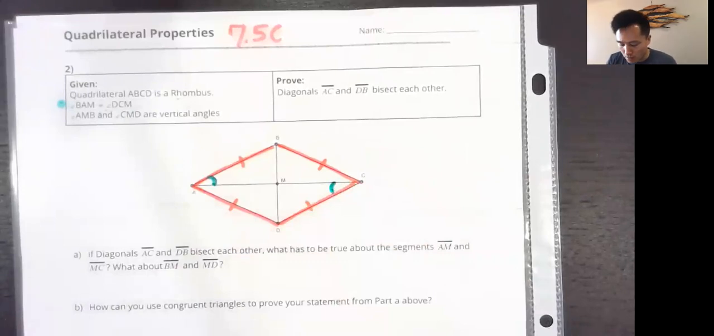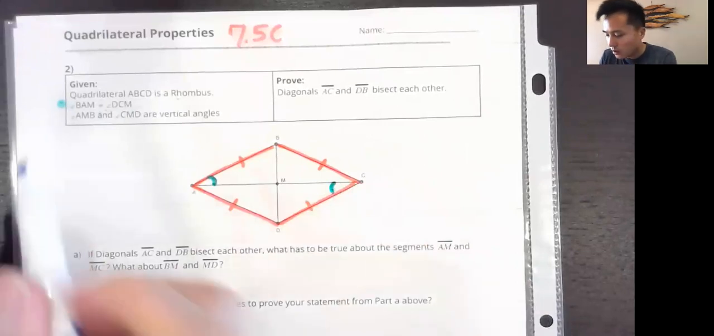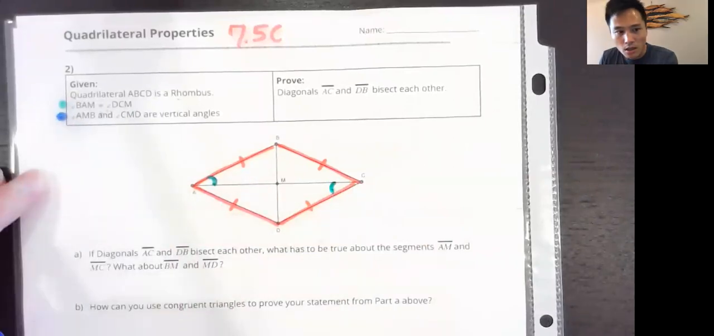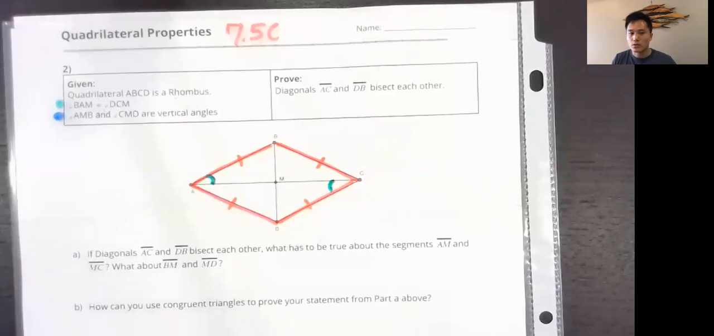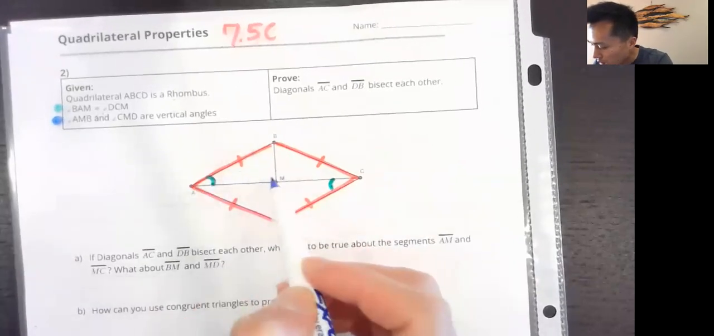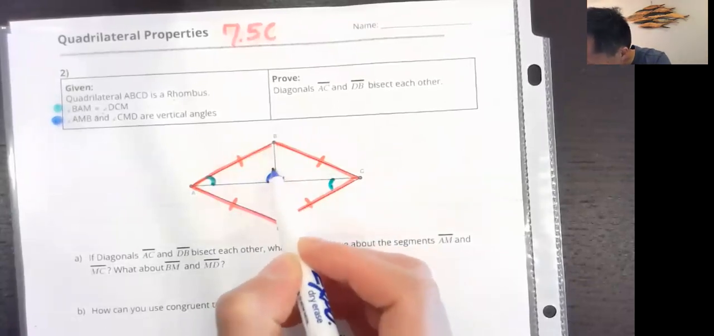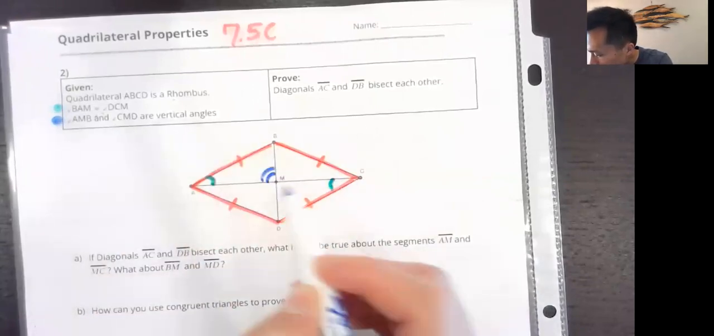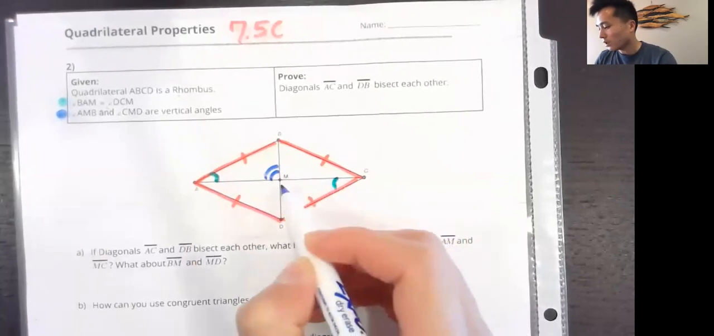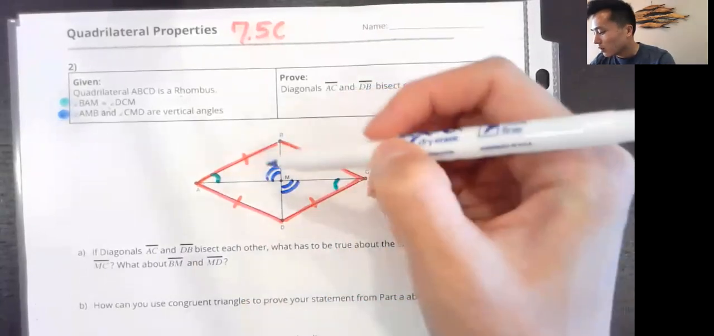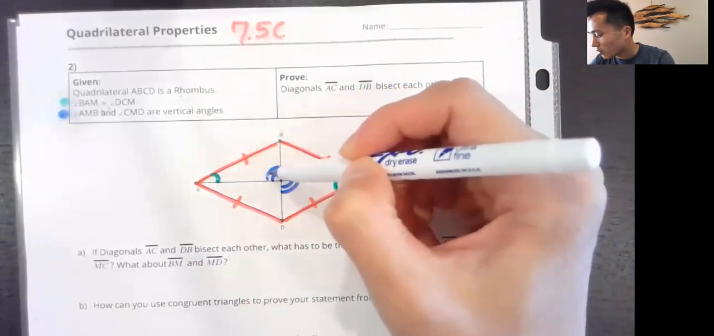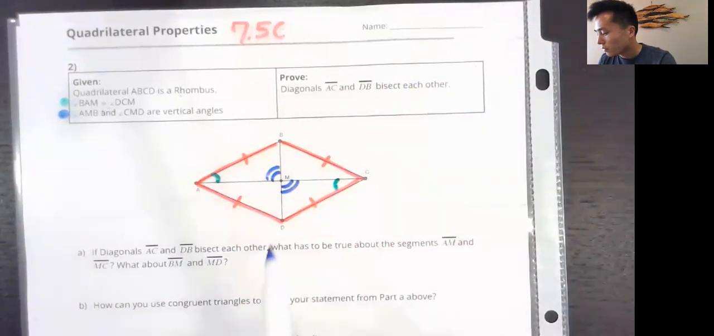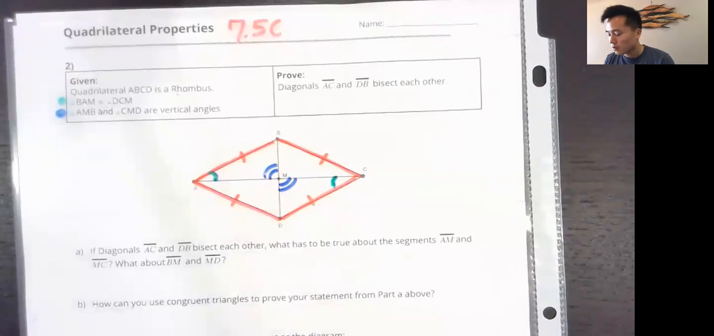The other piece of information that I have is that angle AMB and CMD are vertical angles. AMB, that's this angle right here. And angle CMD, that's this angle right here. And if you remember, vertical angles like this, when they're reflected like that, are always going to be congruent. So I know that those two angles are congruent to each other. So now I've marked everything that I can based off of the given information.